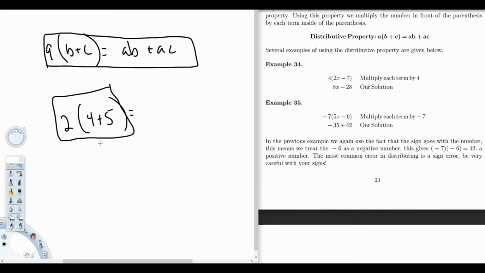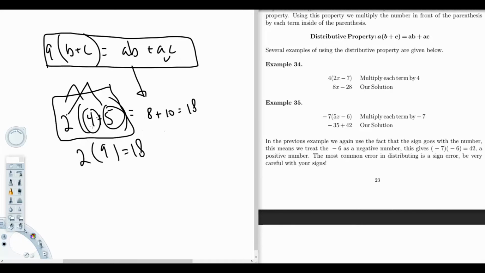Now normally what we would do is 4 plus 5 and then 2 times 9. But with letters we can't do that because we don't know the values, we just have B and C. But this works for any number, right? Let's see if it works. 2 times 4 is 8. And then AC, 2 times 5 is 10. 8 plus 10 equals 18. Yeah, that makes sense, because following the order of operations, I get 2 times 9, and that equals 18. So this formula works.